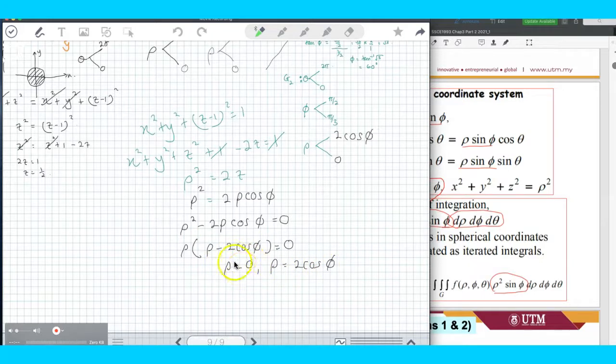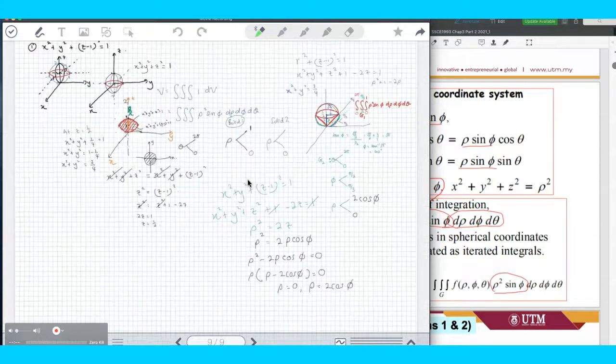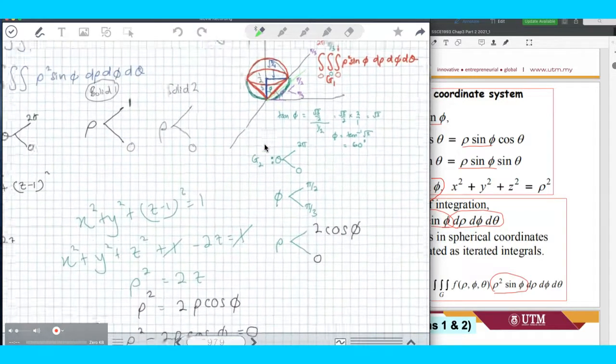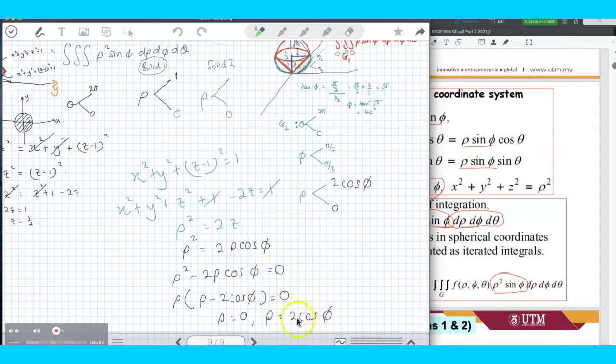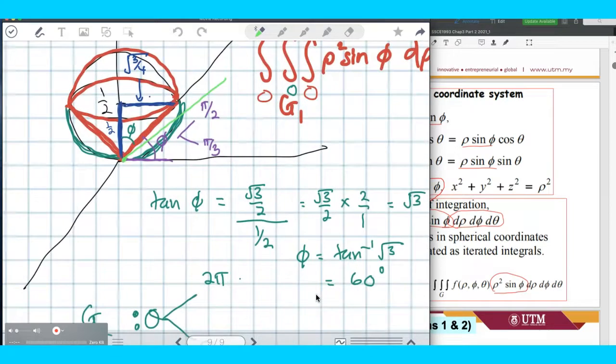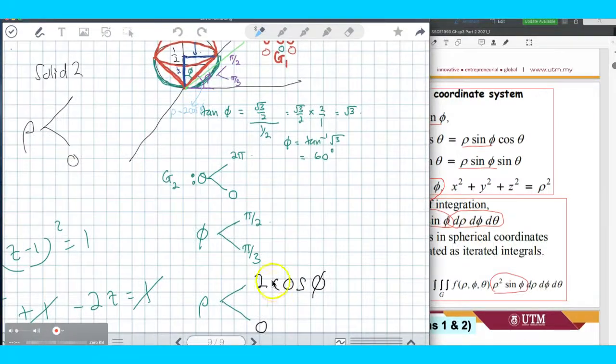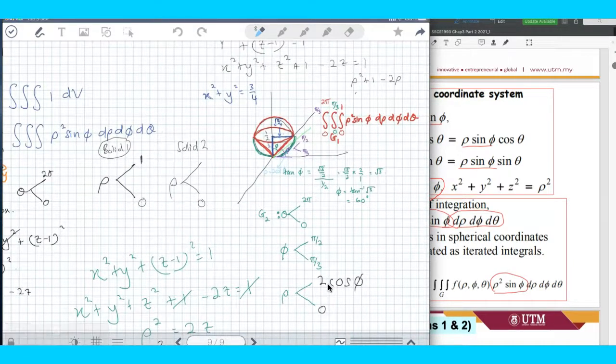And as we know, rho equals 0 is the origin, meaning that the equation of the curve that we are looking for here is rho equal to 2 cos phi. Okay, so now we know the upper limit is given by the equation of 2 cos phi. So now we compute the volume, so we substitute now.